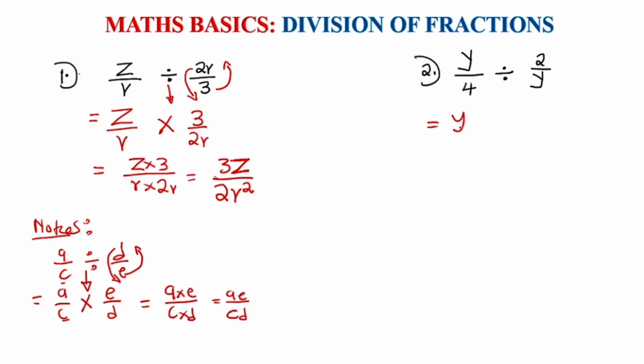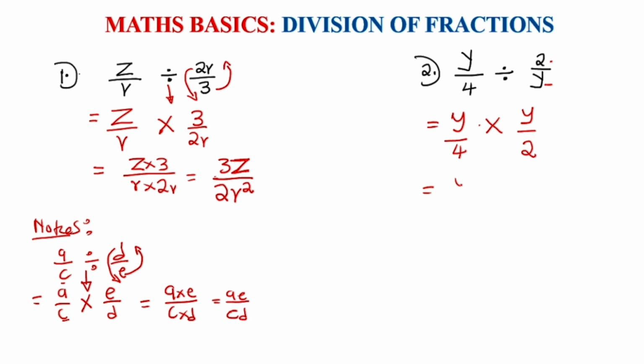Example number 2, the first fraction we write as it is. Please, when it's like this, please don't do this. That's totally wrong. Please do not do that. It's wrong. Okay, so stick to the basics. So we write the first fraction as it is. Then the division sign changes to multiplication sign. The numerator becomes the denominator, and the denominator becomes the numerator, divided by 2.